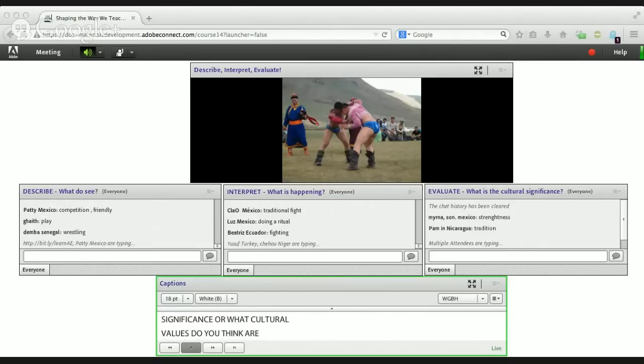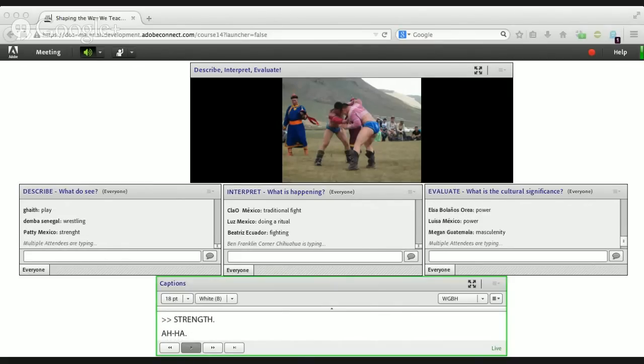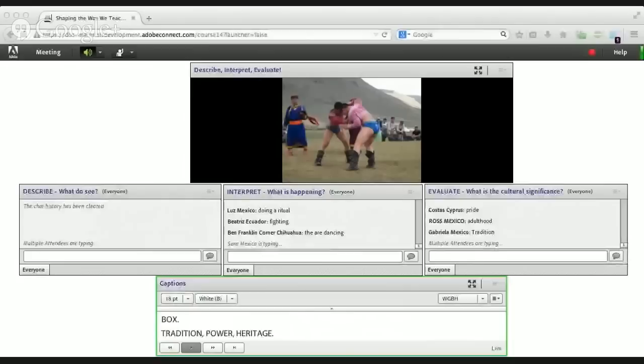Strength. So put your answers in the third box. Tradition, power, heritage. Status. Those are the kinds of answers that I gave for baseball. Power. Rite of passage? Maybe, yeah. Oh, very good. Somebody's paying attention. Someone's listening. That's great.